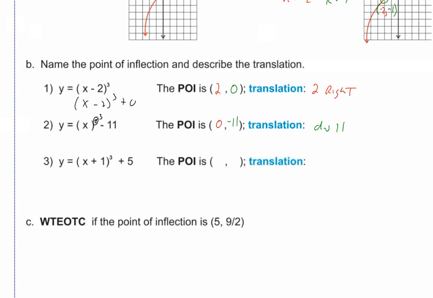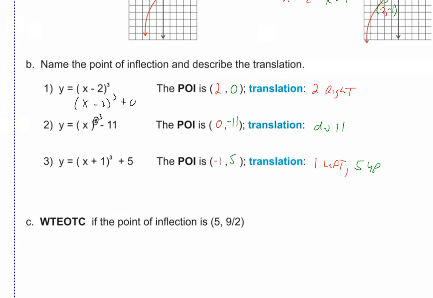Third example. Again, pause it if you need time to think, but you need to be thinking, what are the coordinates of the point of inflection? And I hope you think the H value is -1 and the K value is 5. So how is this translated? 1 left, 5 up. 1 left and 5 up.